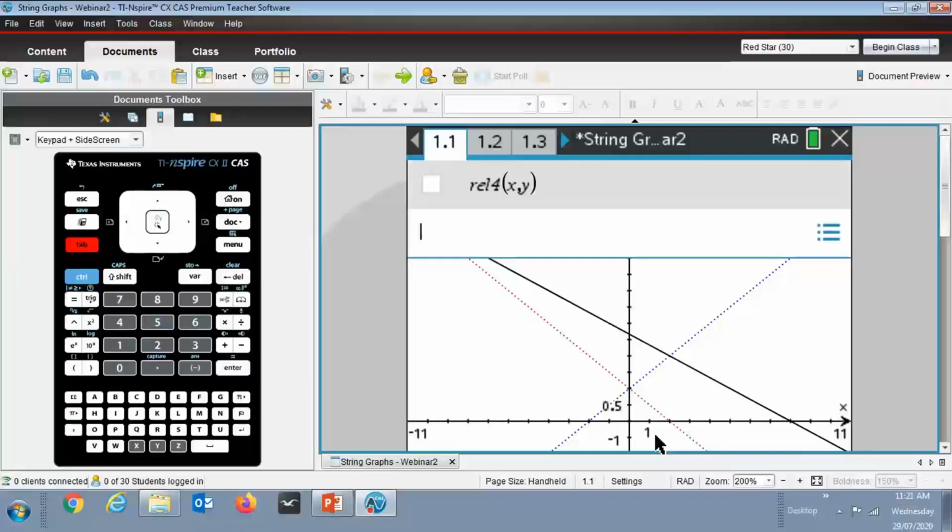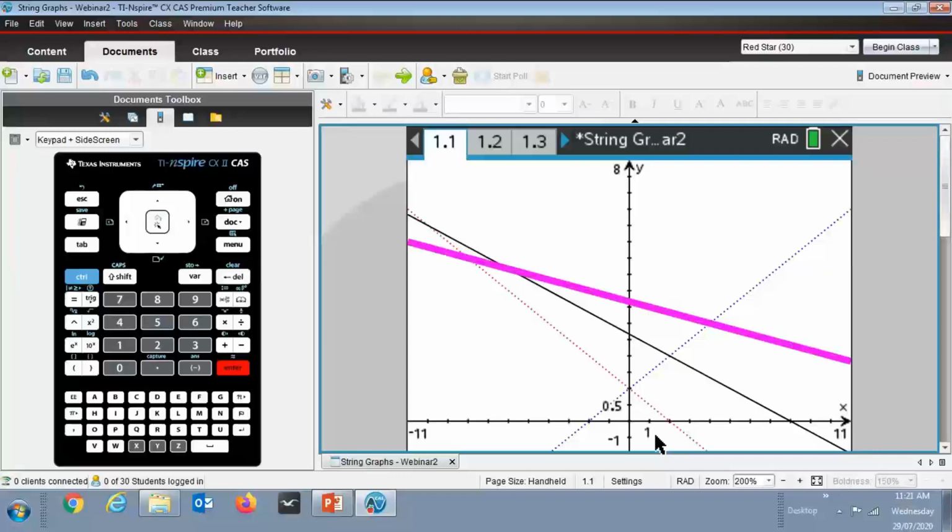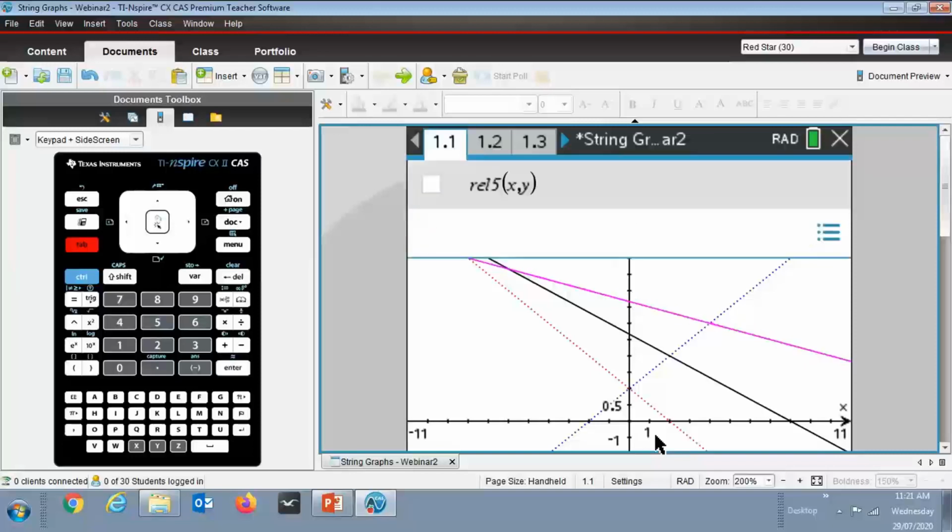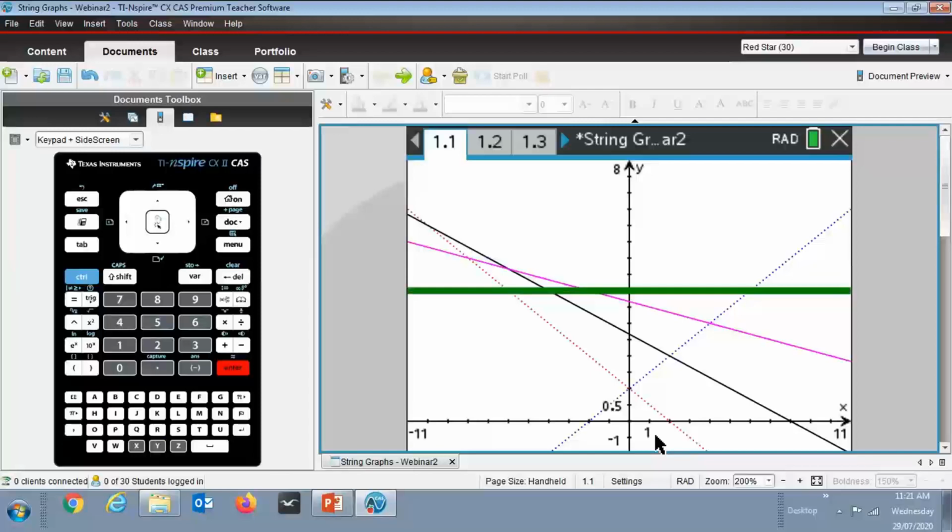This time I'm going to just type it in, y2. Press enter, there's our second line. And finally, the line we're expecting to be horizontal, which is y3. Press tab, put in y3, press enter, there it is as being horizontal.